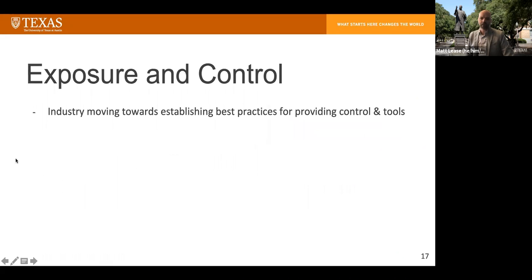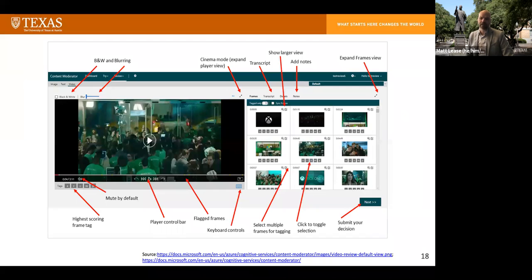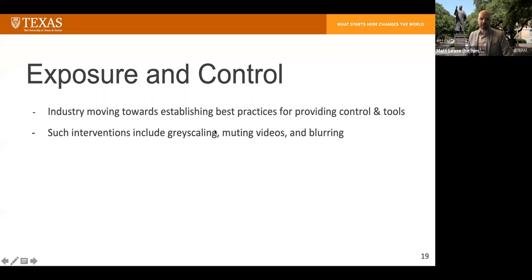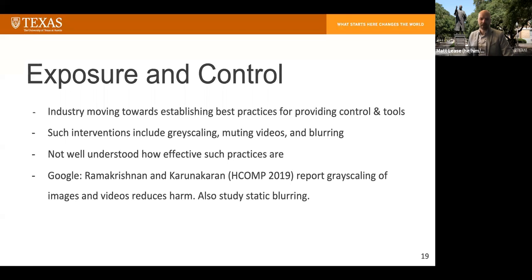Industry in general is moving towards establishing best practices and providing controls. Again, this is from Microsoft in 2019. You can find an example where they started having an interface with blurring and these black and white controls. Typical ones are grayscaling, muting of videos, and blurring. It's not well understood how effective these practices are. There really haven't been studies. The first one we're aware of is from a year ago at HComp from Google. Two researchers presented a report where they looked at grayscaling and static blurring, and they did see that grayscaling reduces harm.